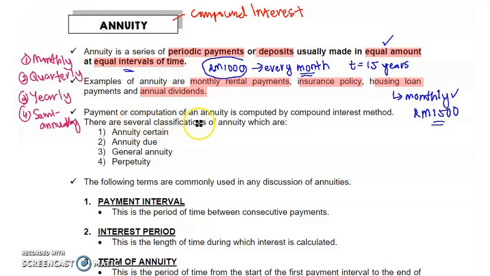The payment or computation of an annuity is computed by the compound interest method. As I said before, for annuity, we still use the compound interest method. There are several classifications of annuity, which are annuity certain, annuity due, general annuity, and perpetuity. For MAT112 and 402, we just cover the first one only, annuity certain. Now let's look at some important terminologies under the topic annuity.